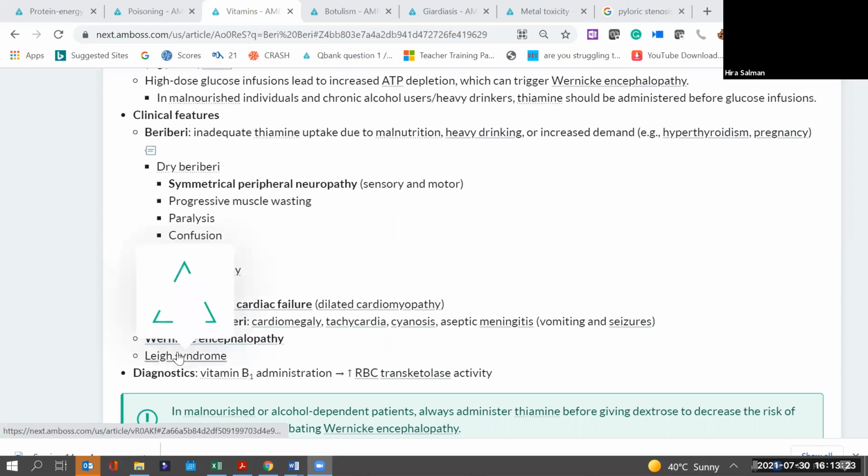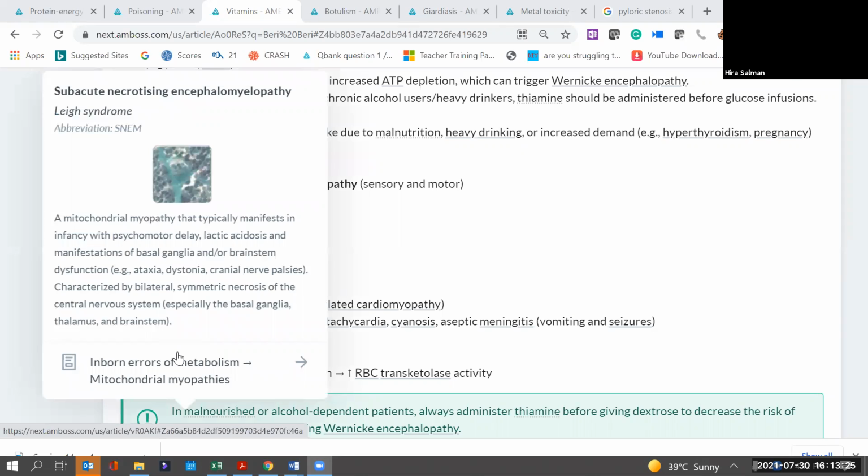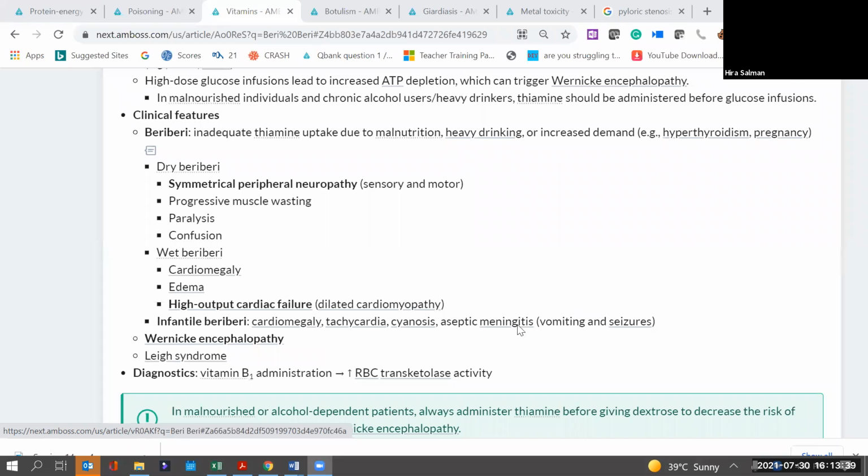Then we have Leigh syndrome as well. This is again one of the complications. In Leigh syndrome, there is a mitochondrial myopathy that typically manifests in infancy with psychomotor delay. Because of the thiamine deficiency, we will see the mitochondria are actually not performing well, and the mitochondria are the main energy provider to the body. So you will find too many diseases.